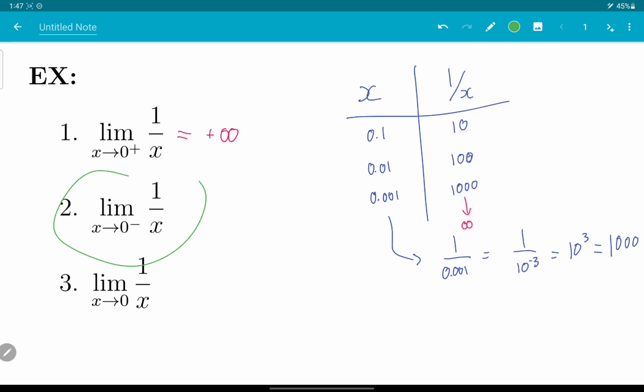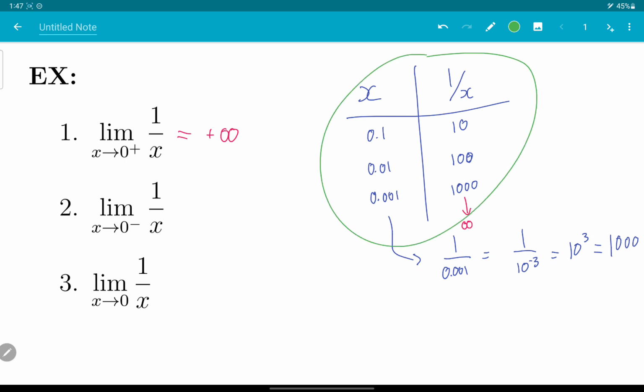Now if I'm doing number 2, the same idea, but now I have negative numbers, so you'd have the same chart here, but x becomes negative, and the 1 over x becomes negative, and you're going towards minus infinity. So we get minus infinity for number 2.